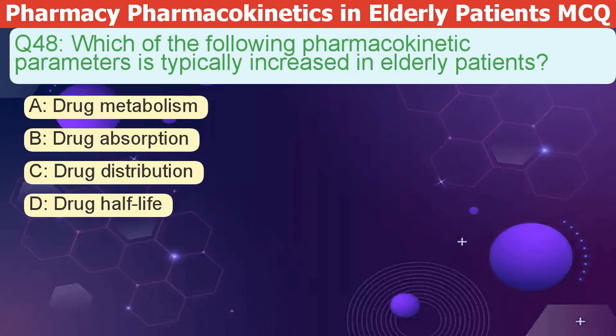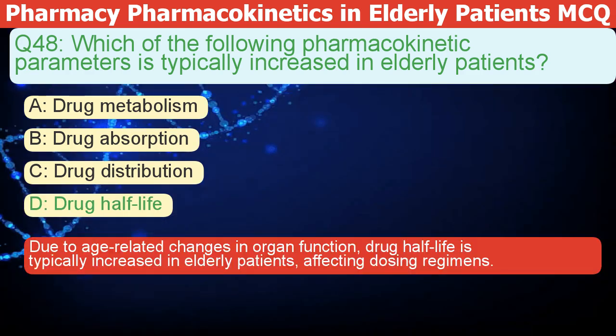Which of the following pharmacokinetic parameters is typically increased in elderly patients? A. Drug metabolism. B. Drug absorption. C. Drug distribution. D. Drug half-life. The correct answer is D. Due to age-related changes in organ function, drug half-life is typically increased in elderly patients, affecting dosing regimens.